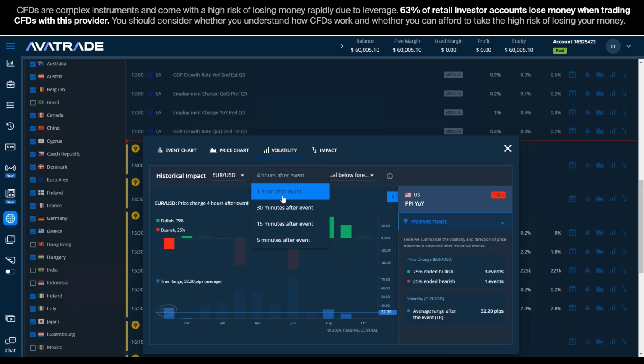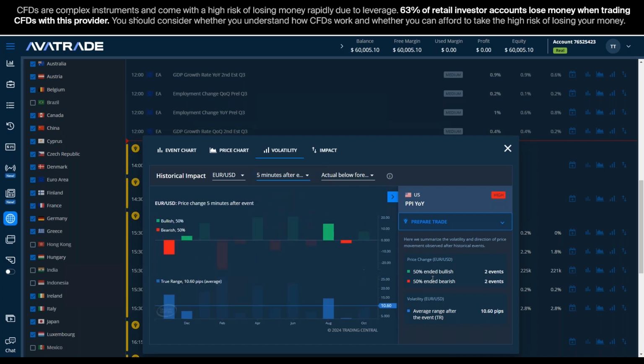Okay, and in the first 5 minutes, we can see the movement was 50-50. Half of them went down. The average range movement was only about 10 pips. So it's not like you don't have time to place the trade after the numbers come in. Okay, the biggest movement up was 14 pips.